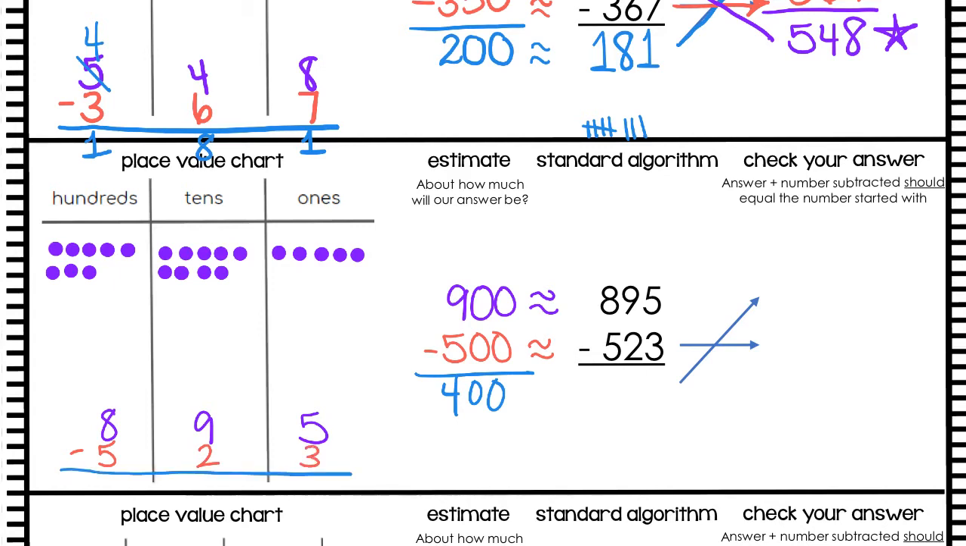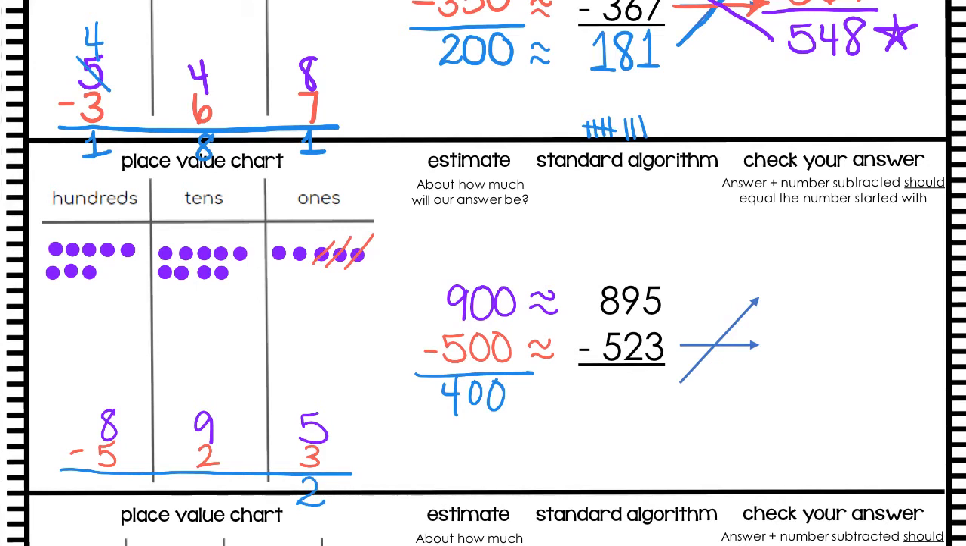So we begin in our ones place. I have 5. Can I take away 3? 1, 2, 3. Yes, I can. I'm now left with 2. So 2 goes in my ones place as my answer.